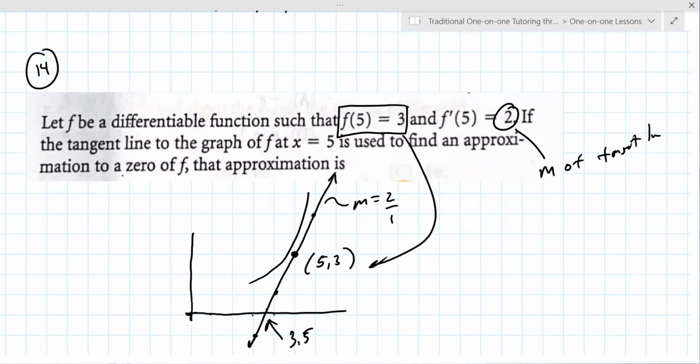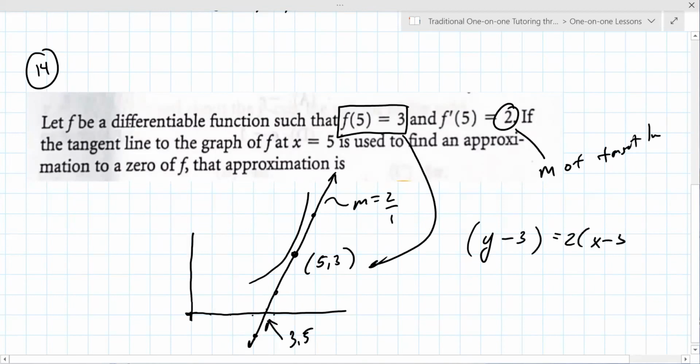So there's no other way to do this other than graphing? Well, the graph was just to help. You literally just have to find the equation of the tangent line and set it equal to 0. So the equation of the tangent line is y minus 3 equals 2 times (x minus 5). So it's y equals 2x minus 10 plus 3. And then you set that equal to 0.